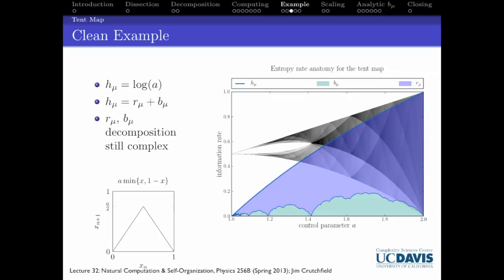And I guess there's not too much else to say here, other than that, even though the entropy rate is very smooth, the decomposition to R_mu and B_mu is not. So that means this decomposition is introducing something very new. There are new dynamics and new behaviors here.